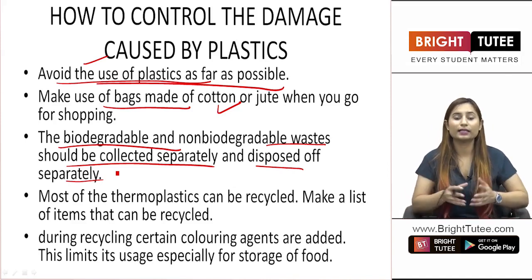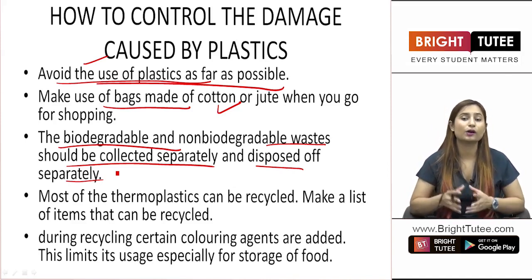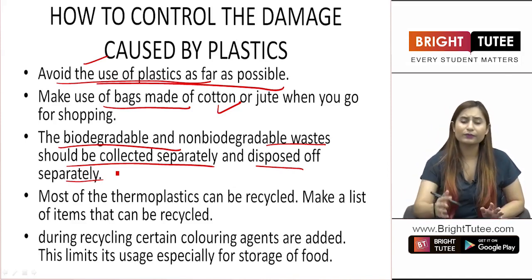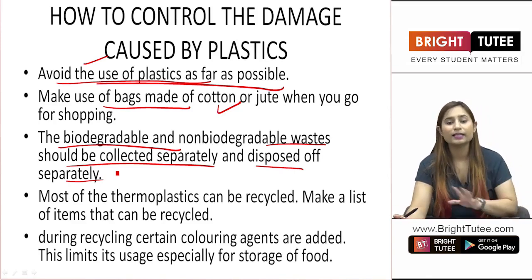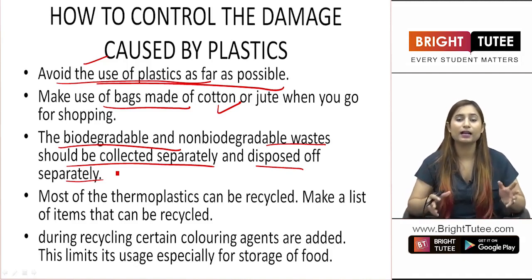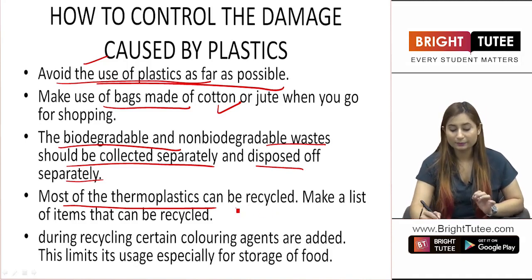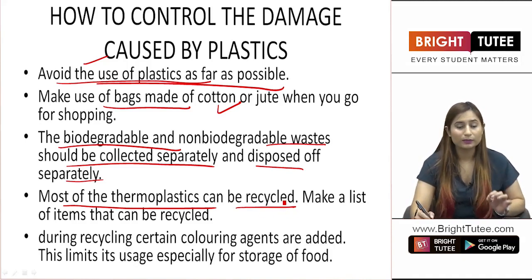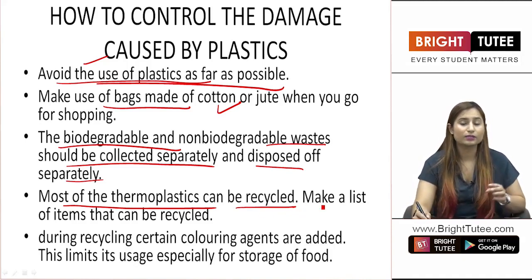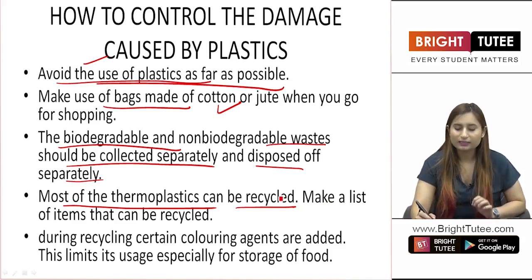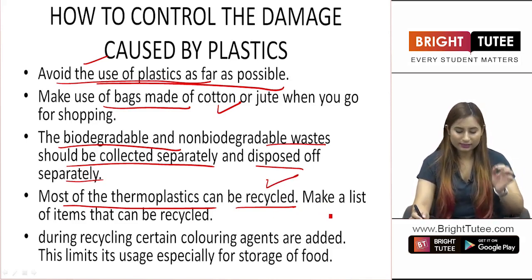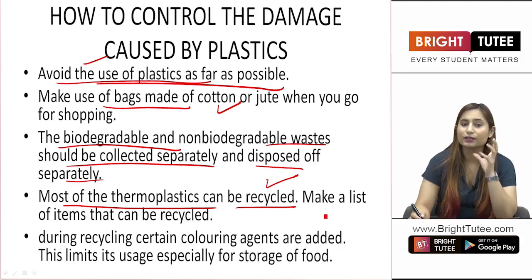So, they should be collected separately and should be disposed of separately as well, so that we can recycle the non-biodegradable waste easily. It should not be a difficult process to separate the biodegradable and non-biodegradable waste at first. Now, most of the thermoplastics can be recycled. Most of the thermoplastics, we got to know what thermoplastics are, which can be molded easily, right? These can be recycled. Make a list of items that can be recycled. Just think of something in your mind such as combs or any other containers. They can be recycled easily, right?